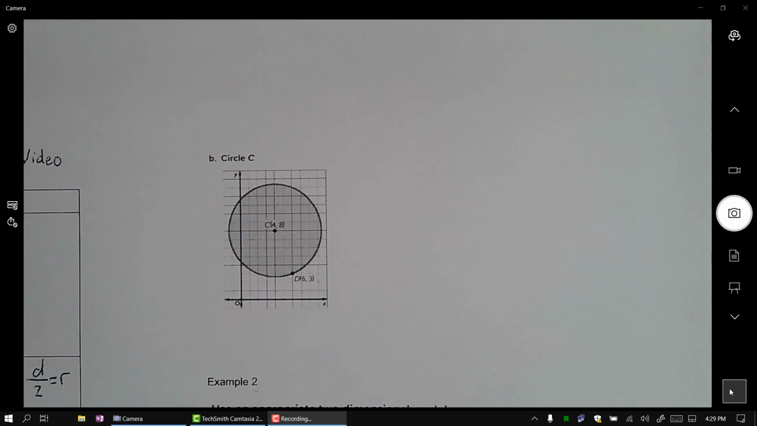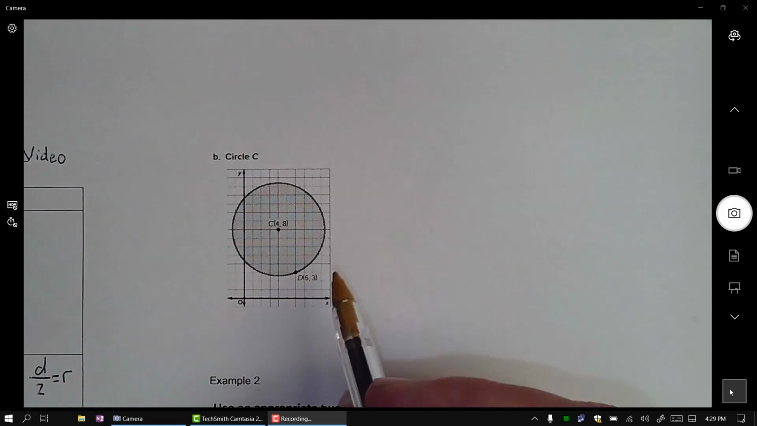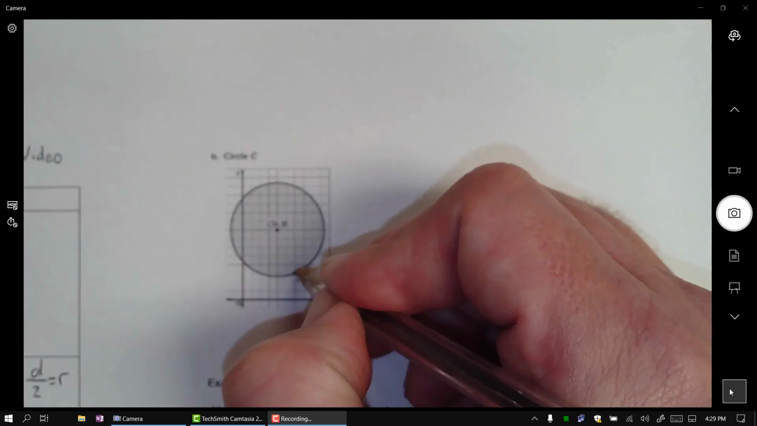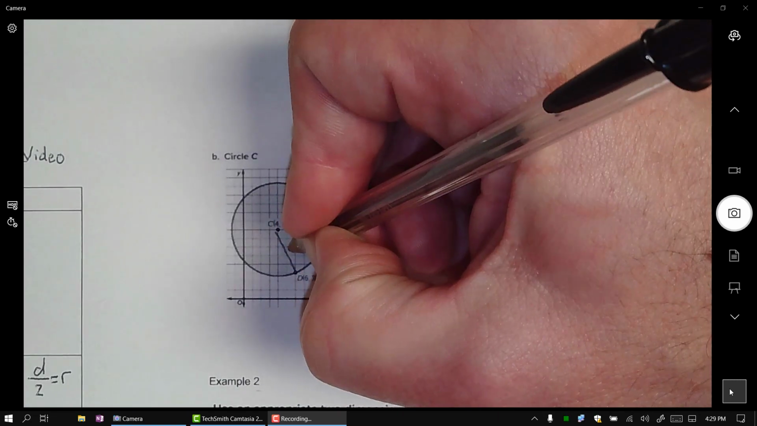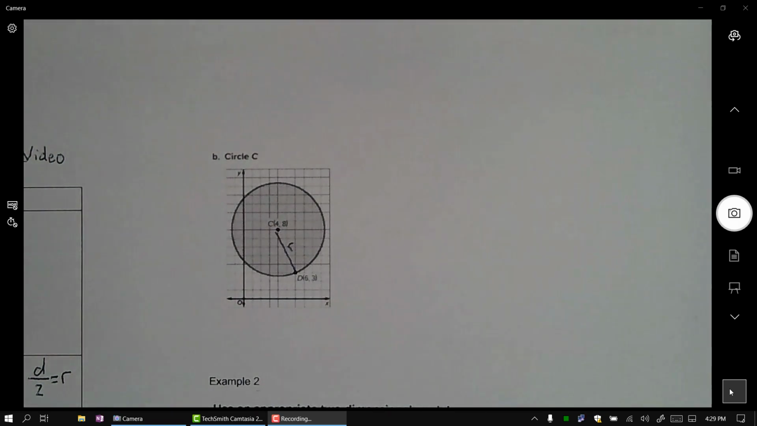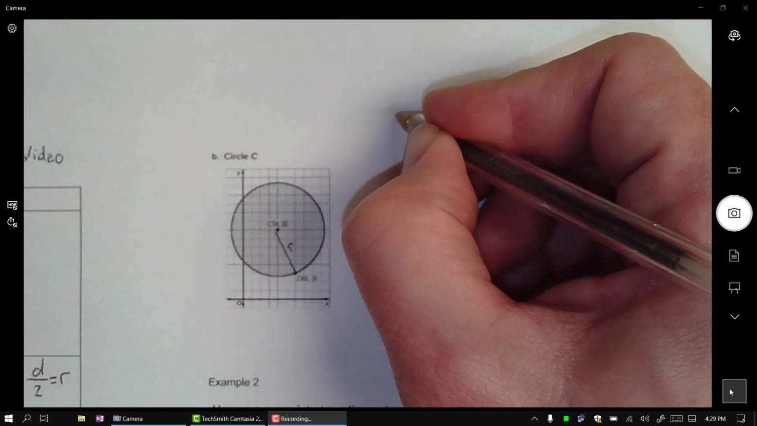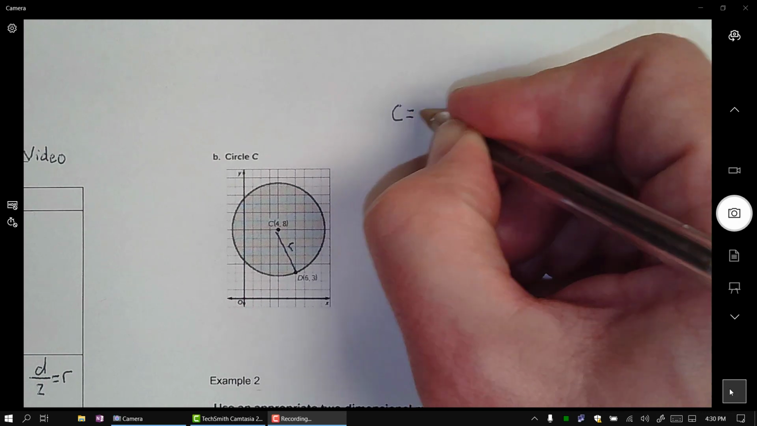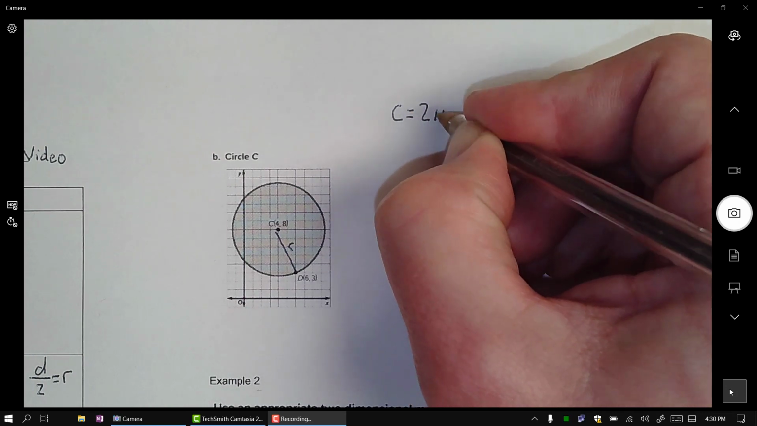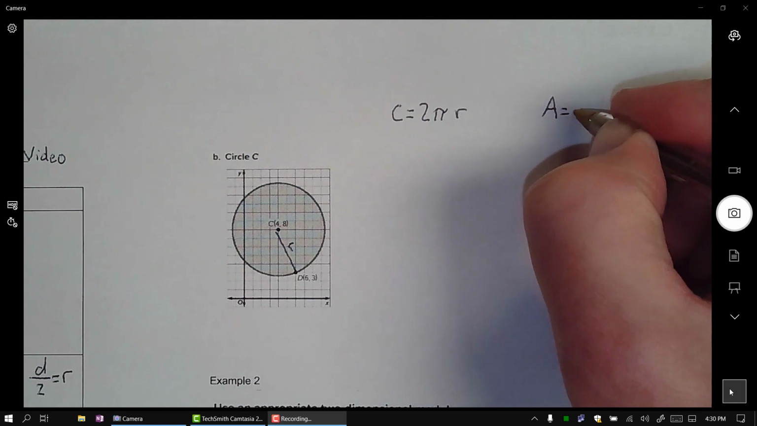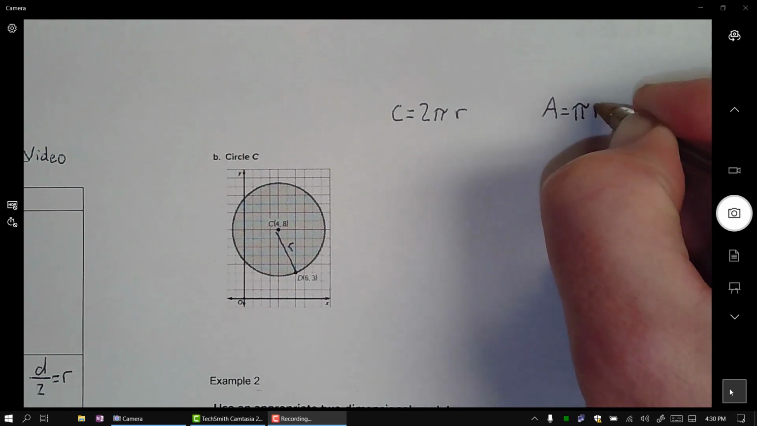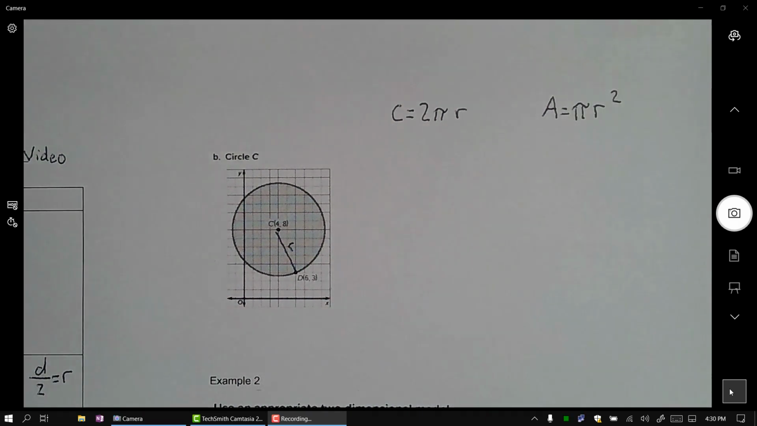Let's go ahead and take a look at B. So same thing here. We have C, which is our center, and then we have one of our sides. So going from our side to our center, this is going to be a radius. So the formulas I'm going to use are circumference equals 2 times pi times radius, and area equals pi times the radius squared. But now I need to find the length of this radius.